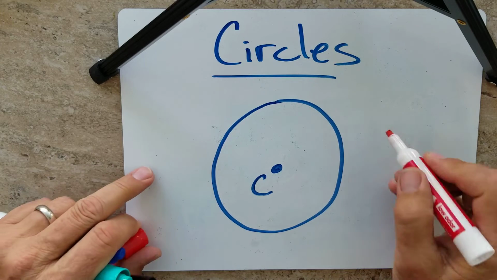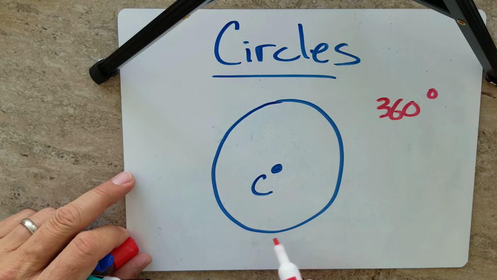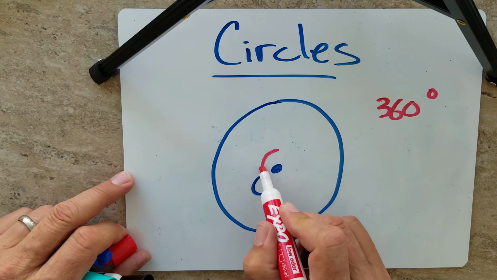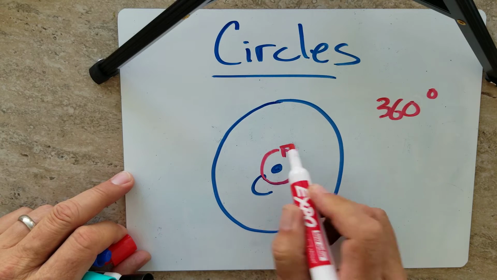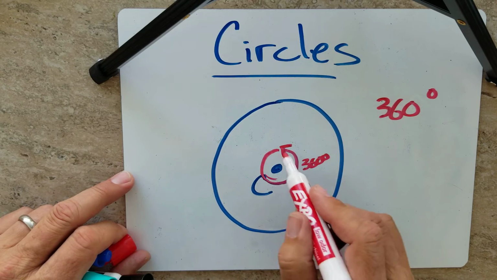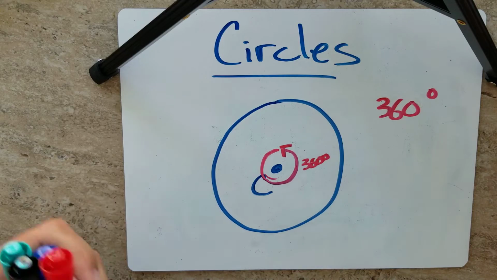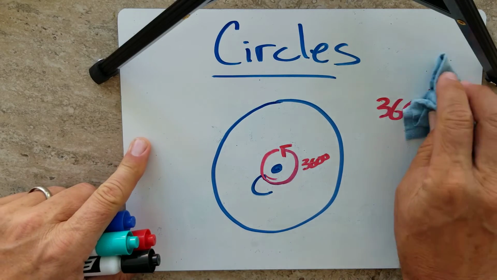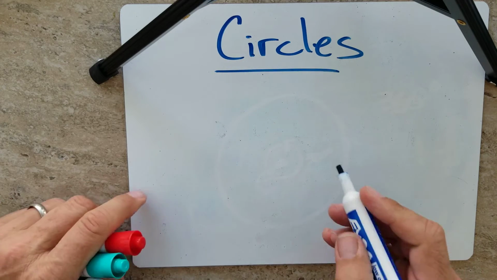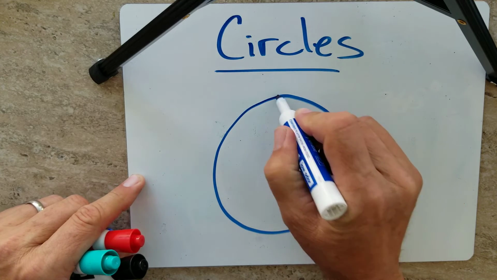Something else we need to know is that there are 360 degrees in a circle, and that means all the way around here is 360 degrees. But I also want you to realize that right here, there's also 360 degrees, around the center, and around the edges of it. That's really important because what we're going to be dealing with in circles a lot is what we would call a central angle, and how that affects other angles and how you can use it to find other angles.